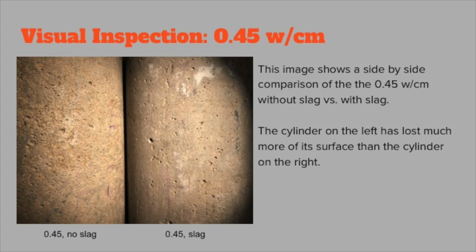So this is a close-up view of that 0.45. This is just the one with slag versus the one without slag. They were both stored in the sulfate solution. And you can see on the left, just all over that entire image, there's surface damage. That really the whole thing has lost some of its surface. While on the right, there's not really much surface damage. There is a little bit, but most of those voids are just from the mixing process.